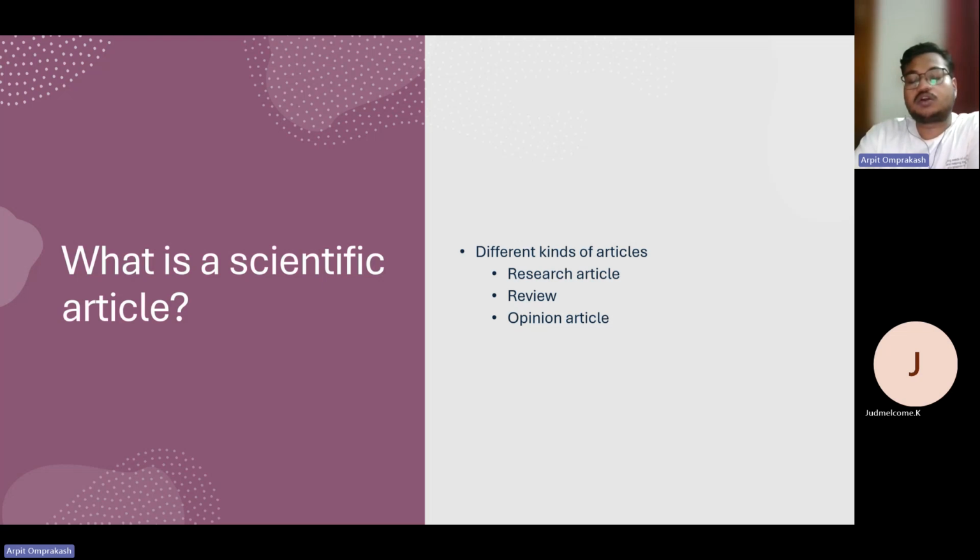And then we have something called opinion articles or commentaries. For example, let's say you read a research article and you have an opinion about it. Let's say you agree with it, you don't agree with it, you find that it's a great article, or you find that it's not a good article. You can write an opinion article based on that.